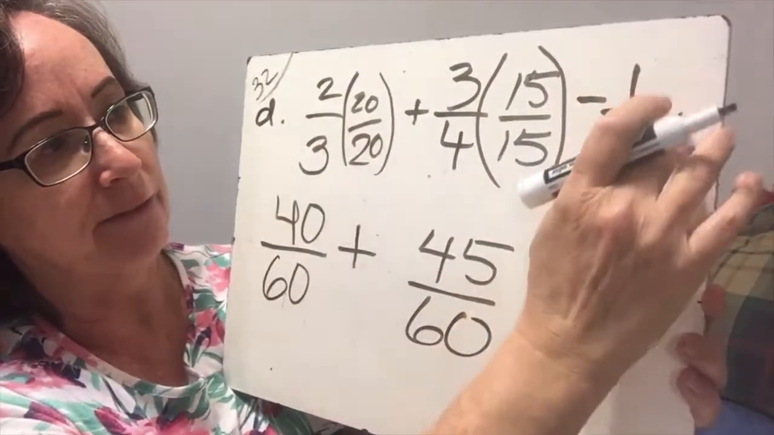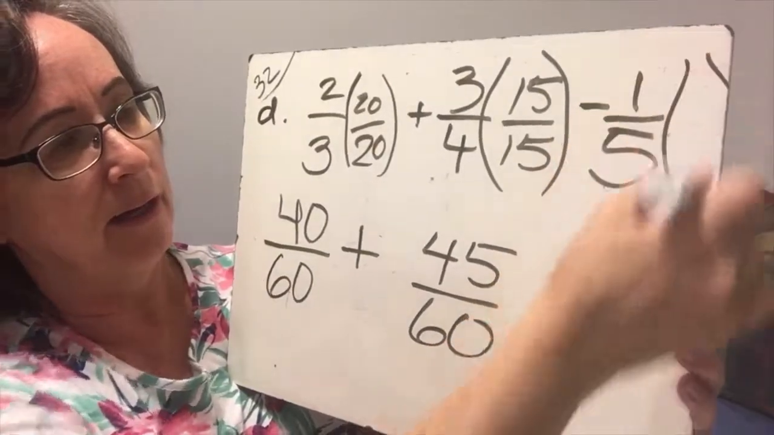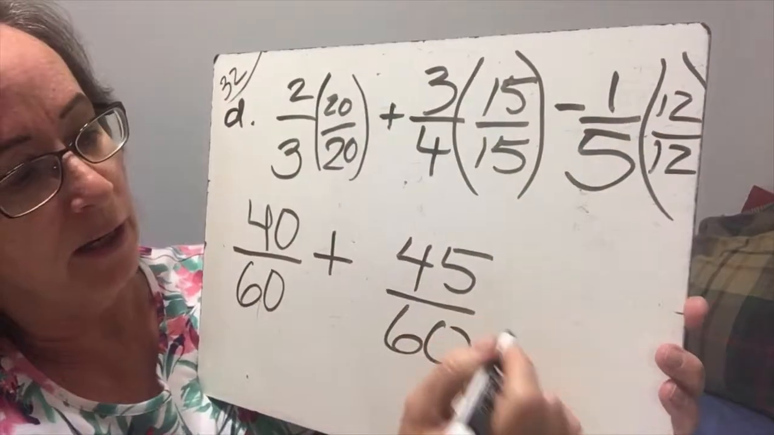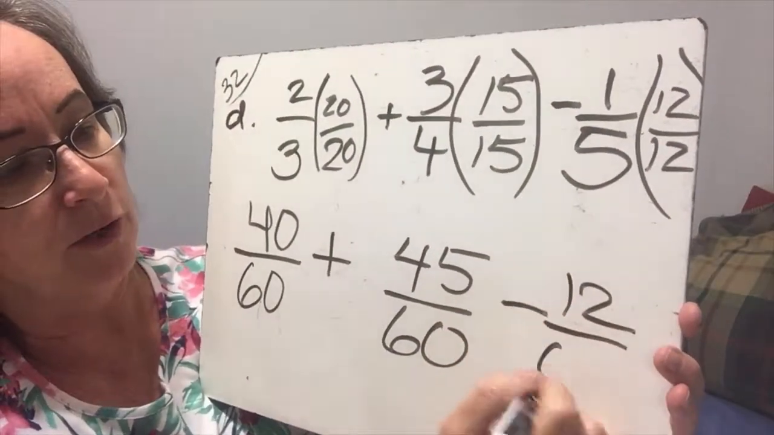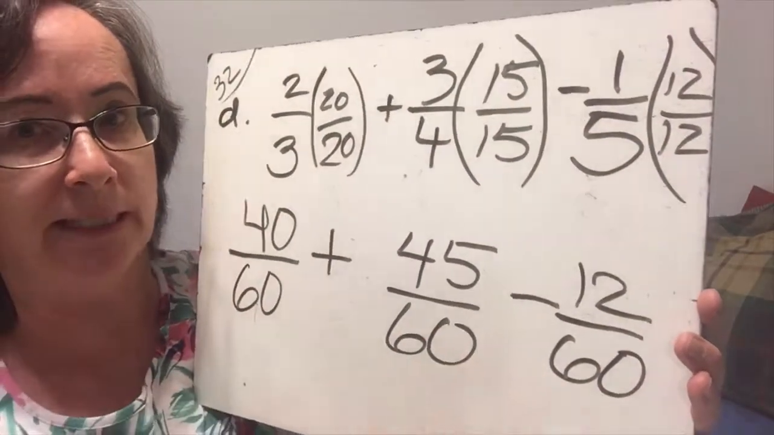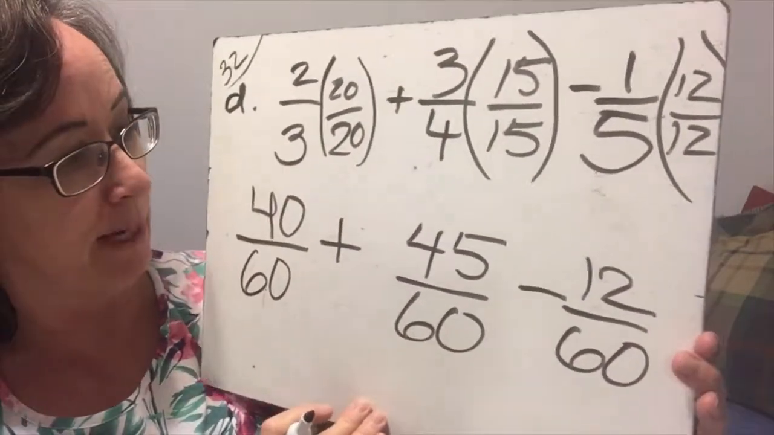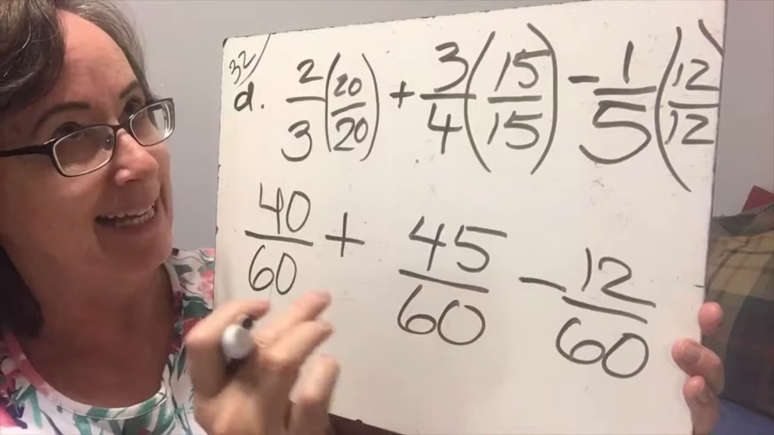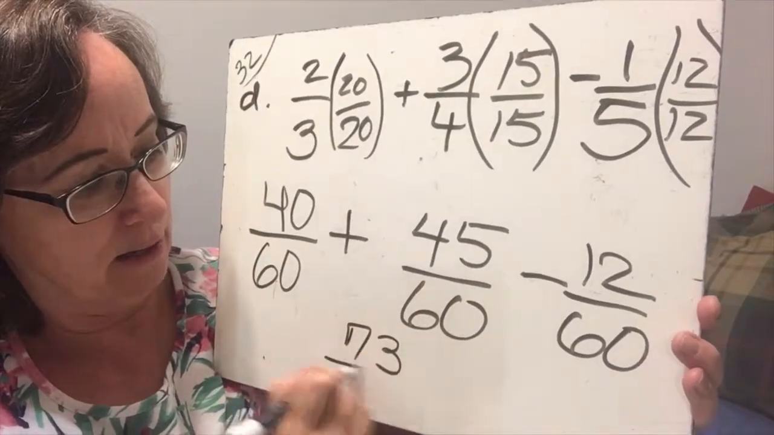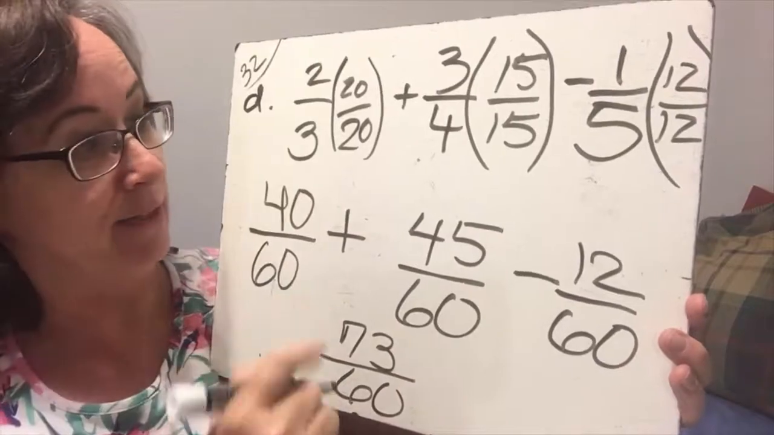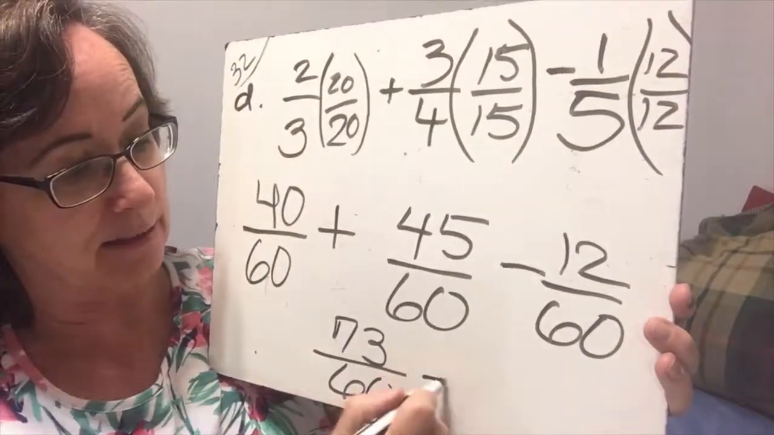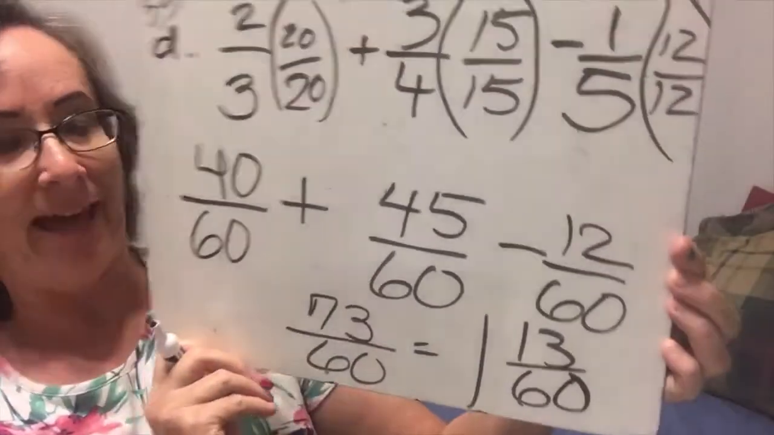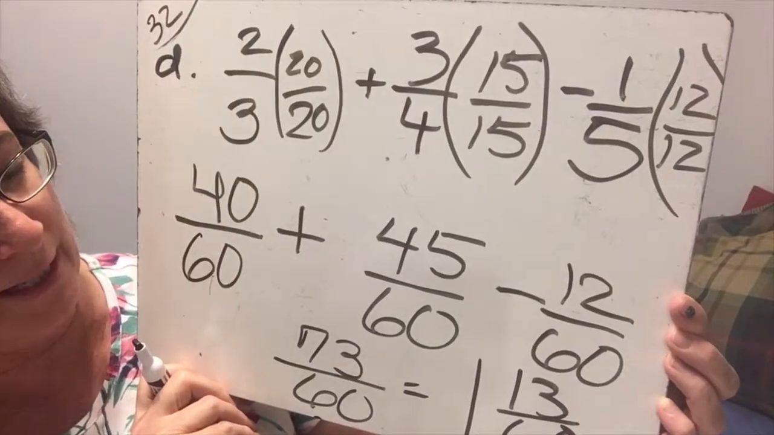And lastly, the 5, let's leave a little bit of room here. 5 goes into 60 12 times. So we'll multiply by 12 over 12, which means minus 12 over 60. So now that I have all of my denominators as 60, I perform the operation of math. 40 plus 45 is 85. Take away a 12 is 73 over 60. And 73 over 60 is going to be 1 13/60. So that should be the correct answer for that one.